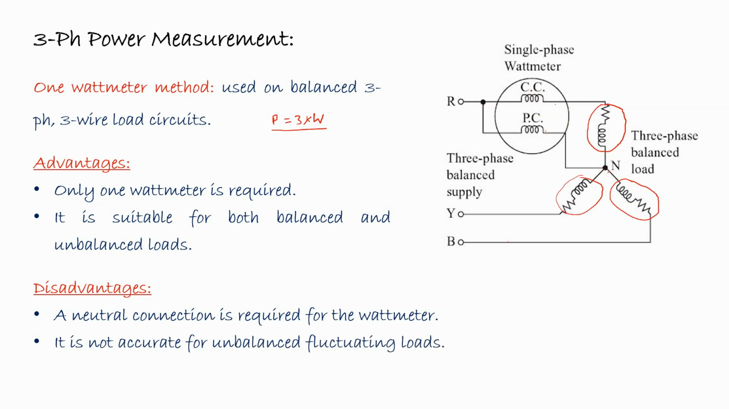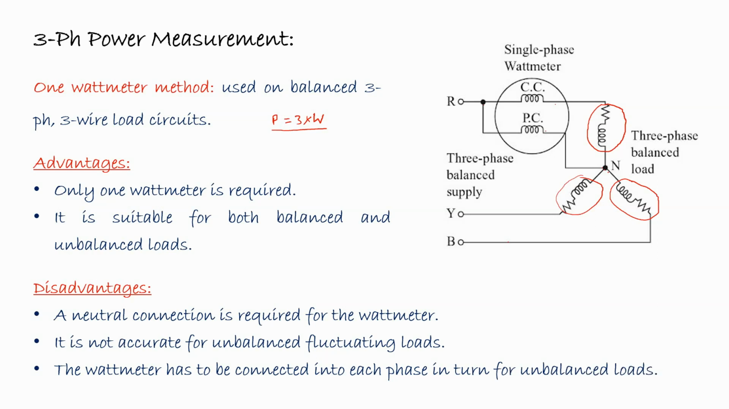As we have discussed, for unbalanced condition, we have to measure the power separately for each and every phase. So the reading may or may not be accurate. There may be some chances of error. And for unbalanced condition, we have to connect the wattmeters one by one across each phase. So again, this is a tedious job.